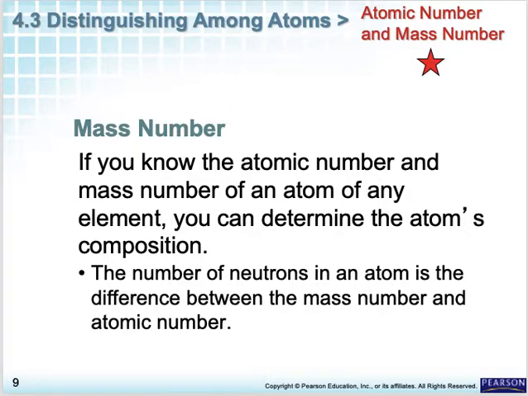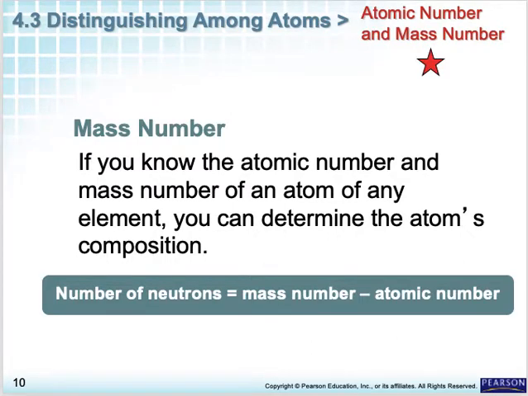If you know the mass number and the atomic number, you can figure out how many neutrons there are, because the number of neutrons in an atom is the difference between the mass number and the atomic number. Protons plus neutrons equals mass for any isotope. What you see on the periodic table, however, is not an isotope's atomic mass. It's an average of all the isotopes. So, number of neutrons equals mass minus atomic number, or protons.